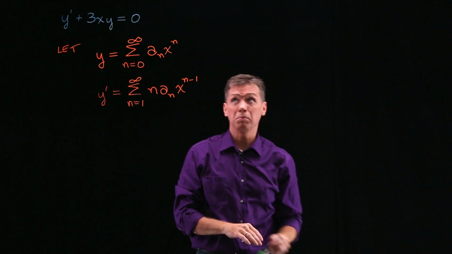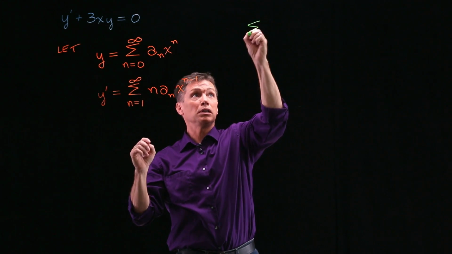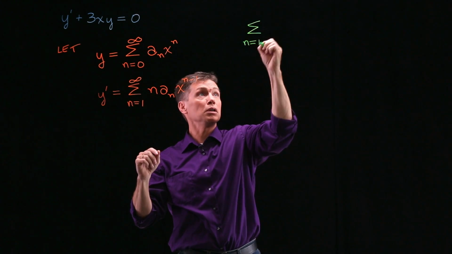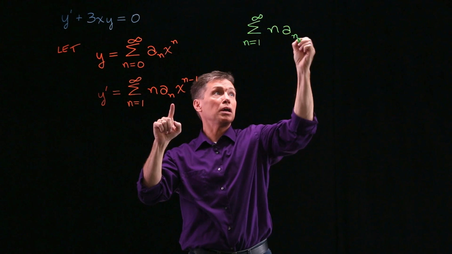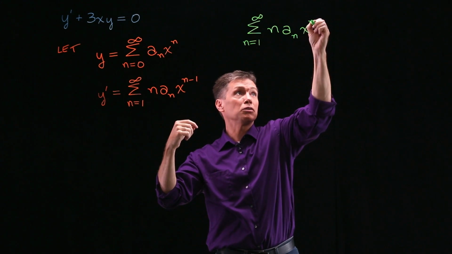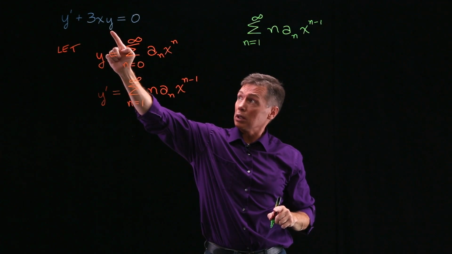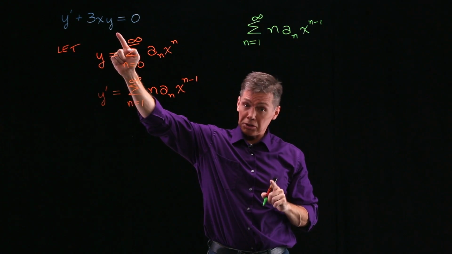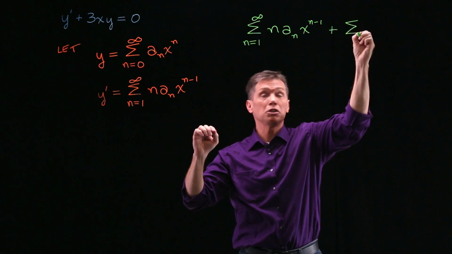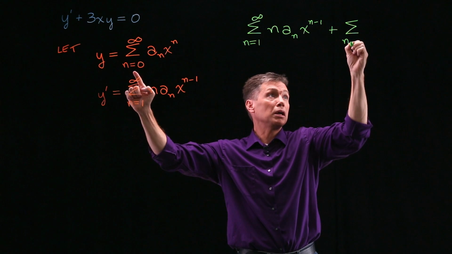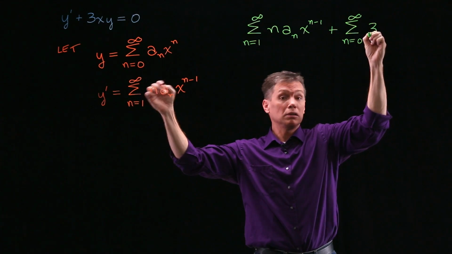Slide over for some more space. So my y prime is all of this. So I'm going to write down the sum n equals 1 to infinity n times a sub n x raised to the n minus 1. Okay. But then when I go to put my y in right here, I'm actually going to do a little bit of multiplication in my head. The 3 is easy, plus summation, and I know y is going to end up going from n equals 0 to infinity from here.